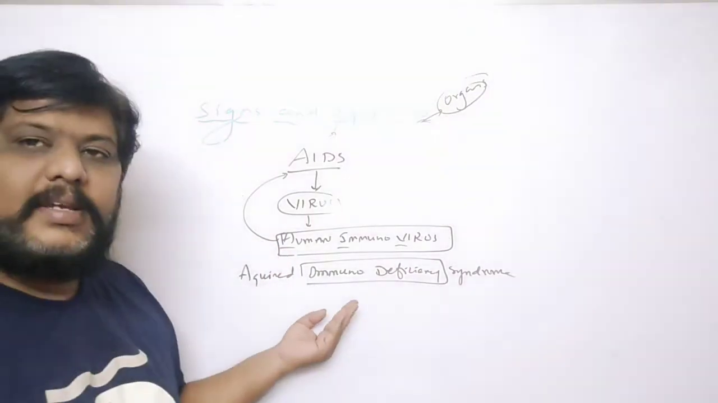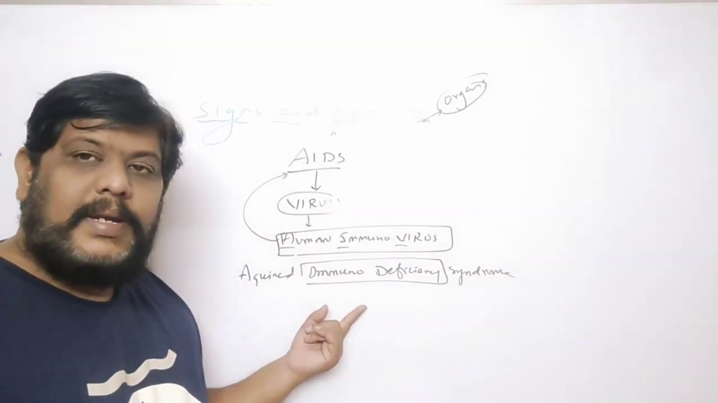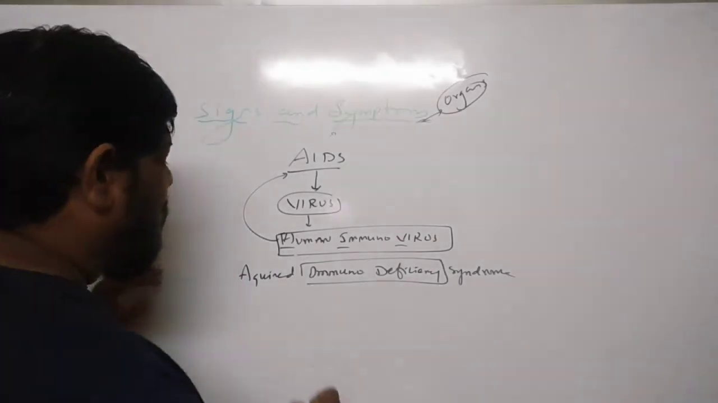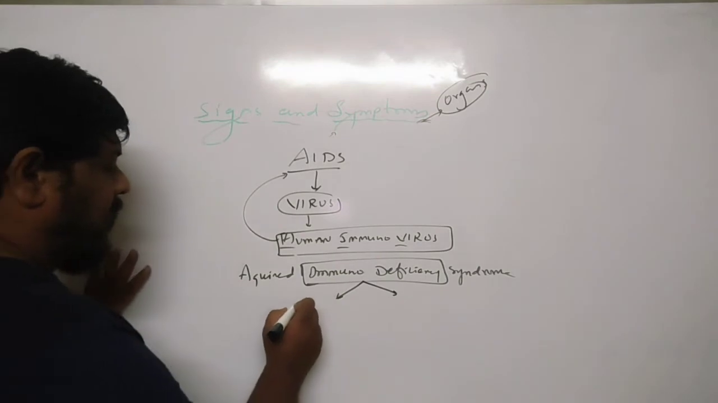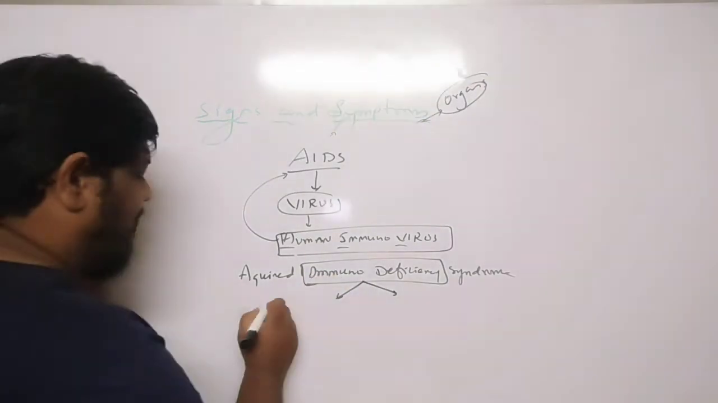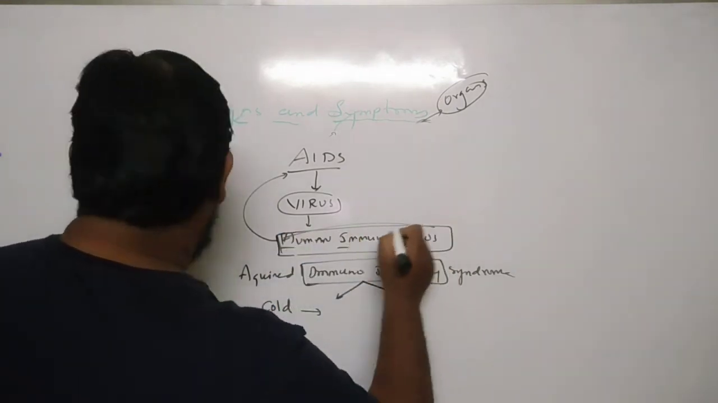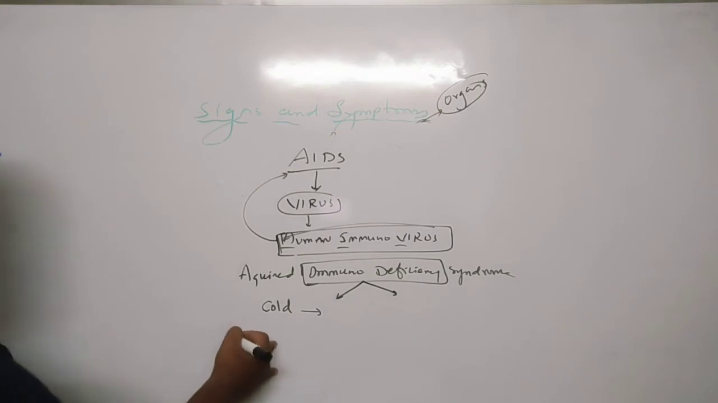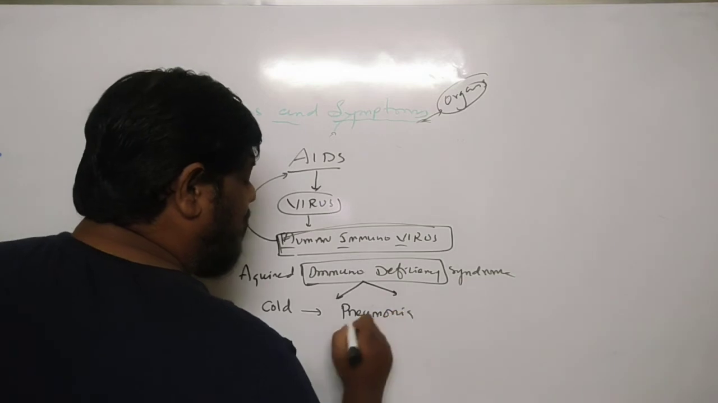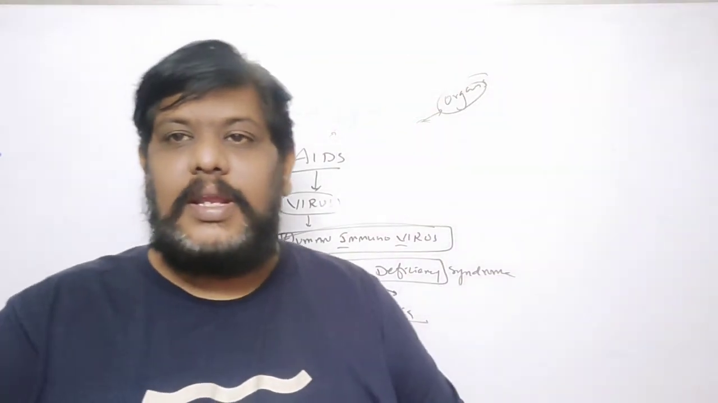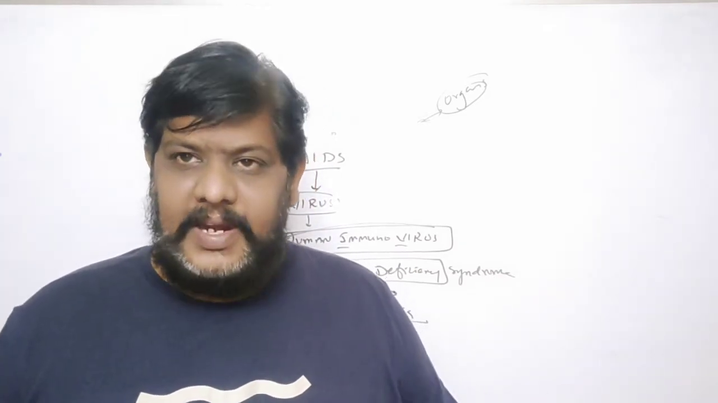What is immunodeficiency here? That means your immune system becomes completely weak. So if your immune system becomes completely weak, your body will not fight with anything. For example, if a person who is suffering from HIV AIDS gets a cold, that will immediately convert to pneumonia. In each and every one of us, a cold will not convert directly to pneumonia, because we have the immunity and we can fight the cold.